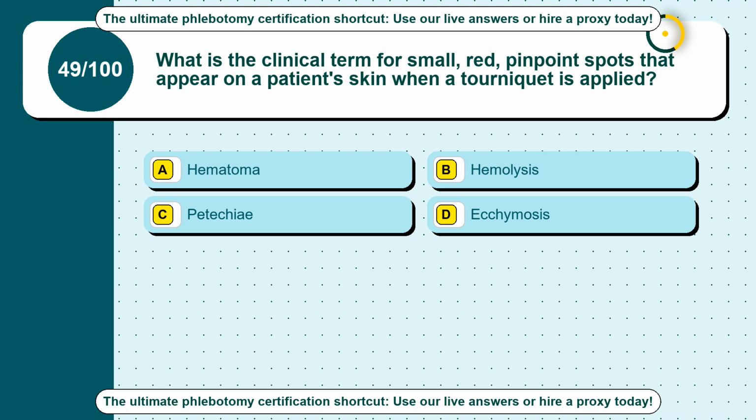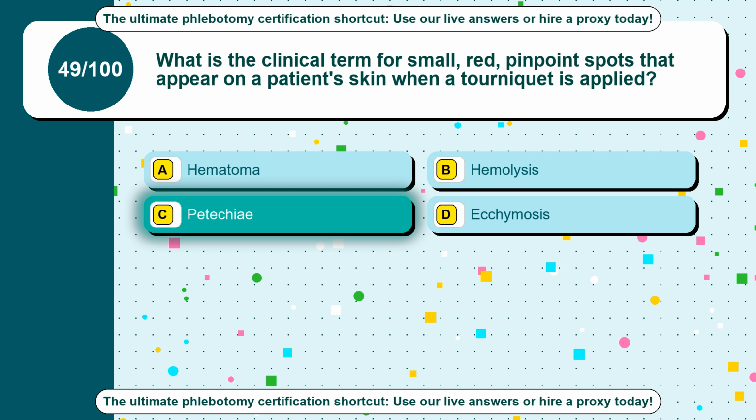Option A, hematoma. Option B, hemolysis. Option C, petechiae. Option D, ichthyosis. The correct answer is option C, petechiae.